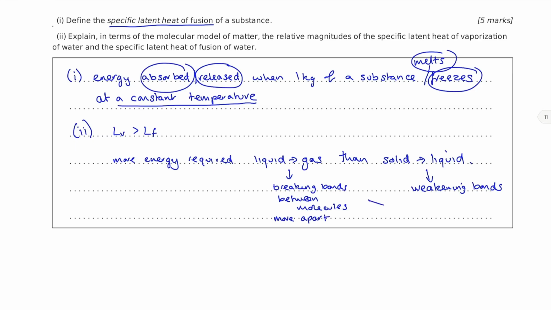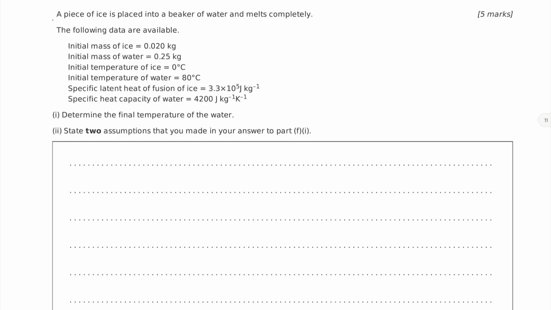And that requires more energy than it does to weaken the bonds. There's our explanation. A piece of ice is placed into a beaker of water and it melts completely. The following data are available. Determine the final temperature of the water. Okay, well, this is exactly the same sort of question as we had earlier.